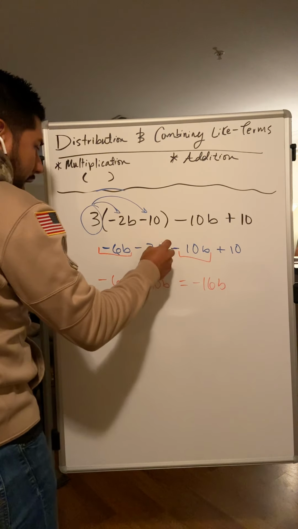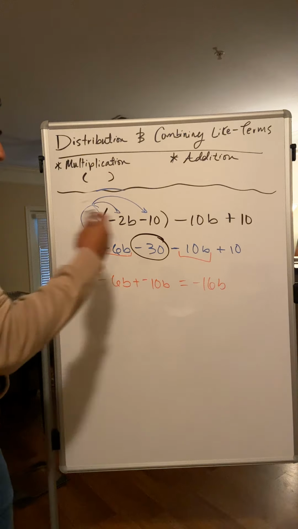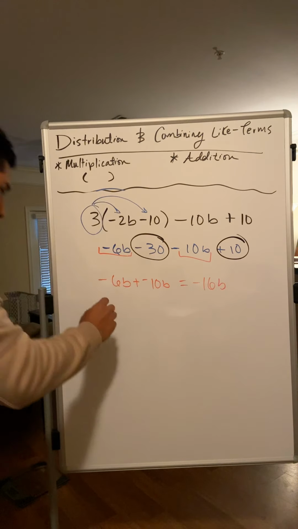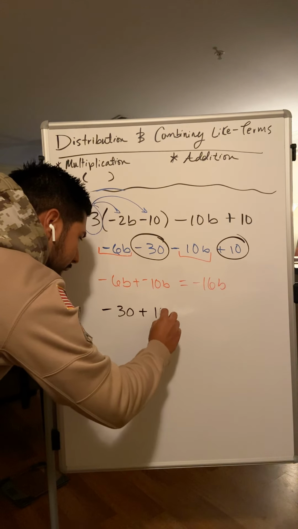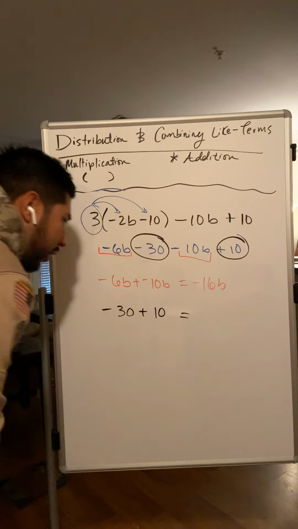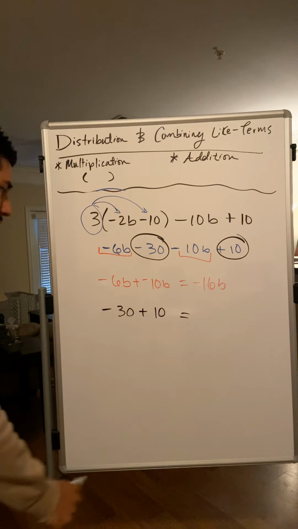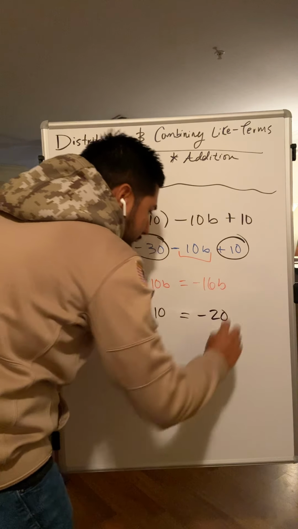Last two parts, I got negative 30. Who do I add to negative 30? The only other number that's there, positive 10. Got negative 30 plus 10. Real quick calculator. If you could do this in your head, great. It's okay if you can't. I love using the calculator. Negative 30 plus 10 gives me negative 20.